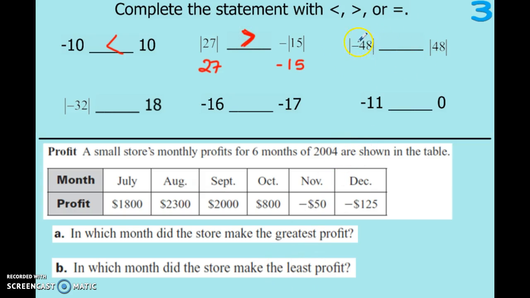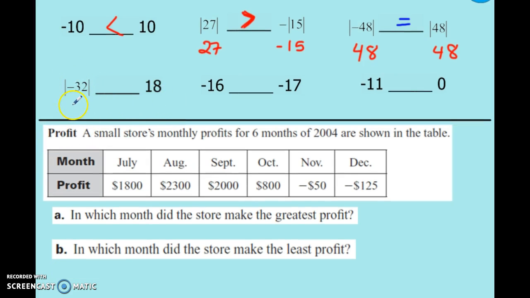Over here on the right, negative number goes in the shower, it has to come out clean, positive. Doesn't matter what goes in the shower, again, it comes out positive. So we have 48 and 48, those are actually equal, the same number. Even though they don't look like it to begin with, they are both equal.